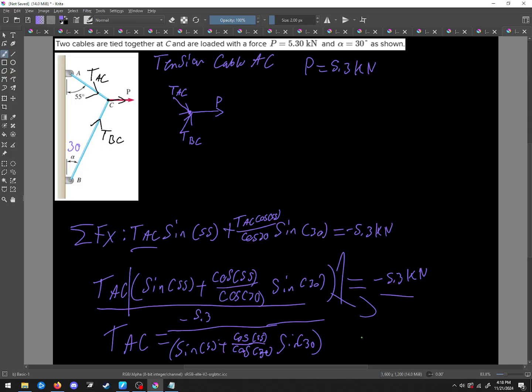All right. Now let's figure that out. Negative 5.3, and this is going to be sine of 55 plus cosine 55 over cosine 30. Of course, that's going to be sine 30 of that. And I'm getting that TAC is equal to negative 4.607.